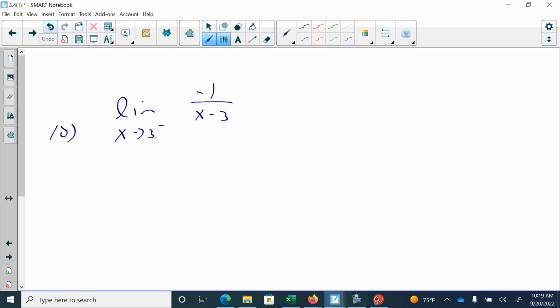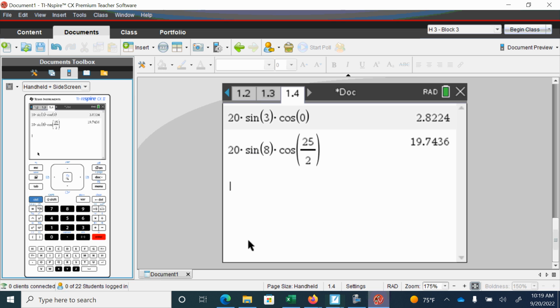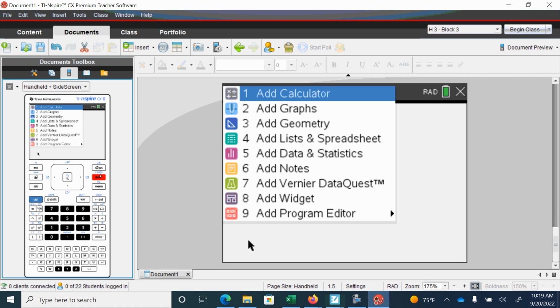Okay, so number 10, I'm approaching 3 from the left. When I look at this function, I'm going to say that it's discontinuous at x is equal to 3. It does not simplify, so it's non-removable. Since it's non-removable, that means I cannot do direct substitution. I cannot put that 3 in and just get an answer like I did for number 9. So I'm going to have to graph that, so I'm going to pick up my calculator and graph that, if I'm having a good day.